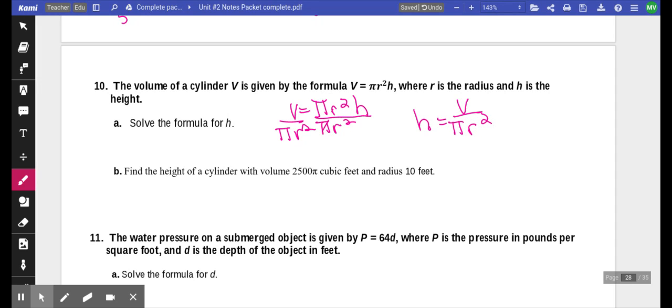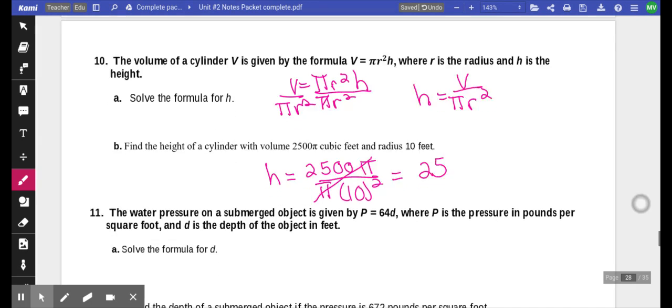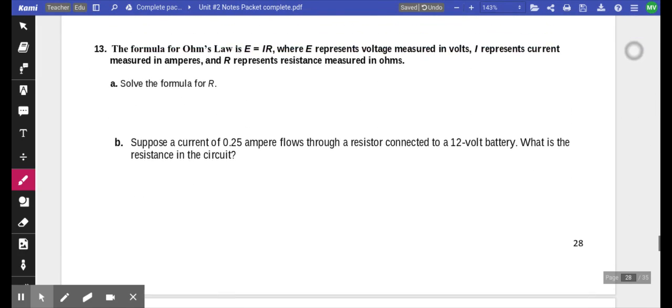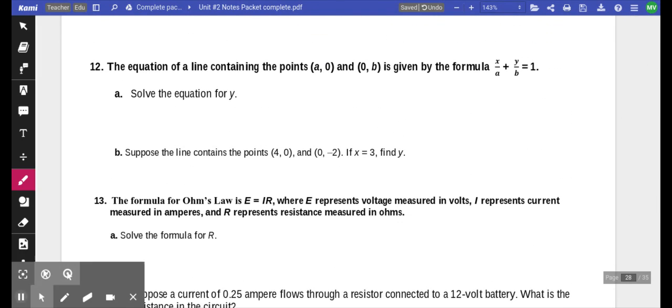So now letter B is easier because if I want to find the height of the cylinder whose volume is 2500 pi and the radius is 10, I say h equals 2500 pi divided by pi times 10 squared. The pi's divide out, and so I really have 2500 divided by 10 squared, which is really just 25. So I want you to pause and I want you to try 11, 12, and 13, and then come back.